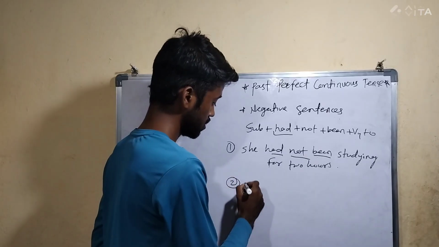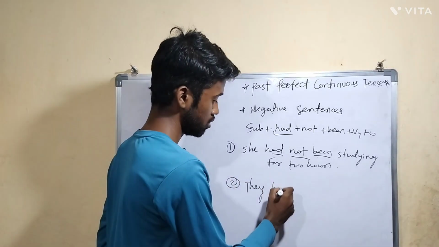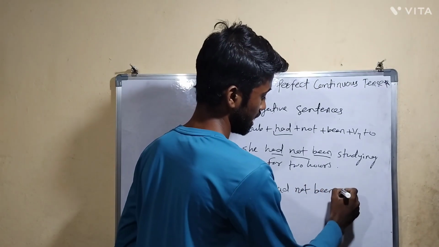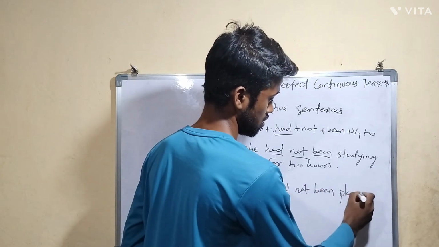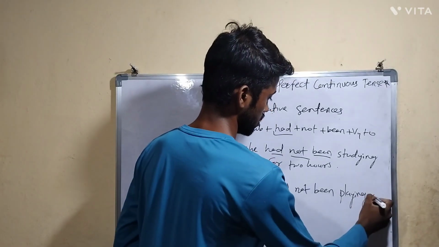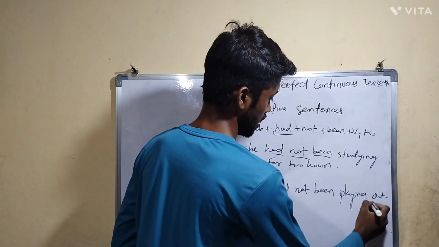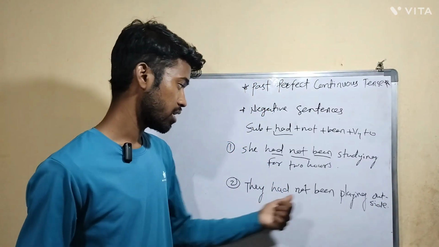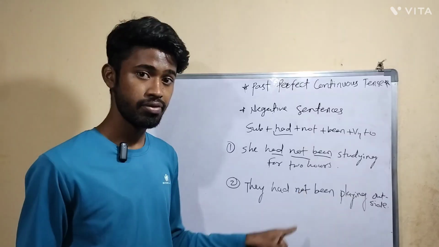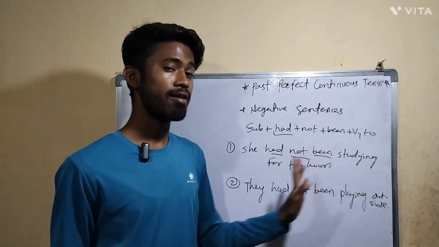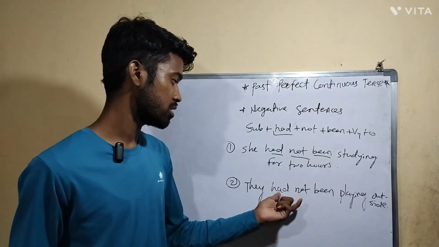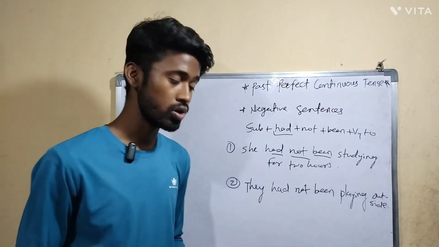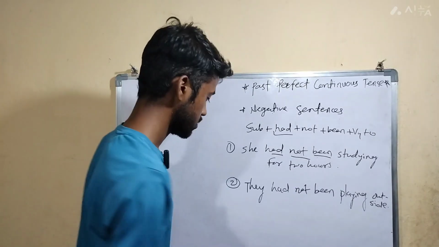Let's take another example. They had not been playing outside. So where do you have to use not? After had and before been. They had not been playing outside. This is another example. Subject plus had plus not plus been plus fourth form of verb plus object. This is the structure.